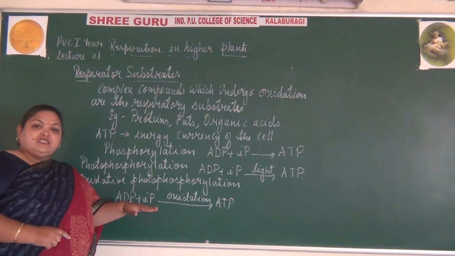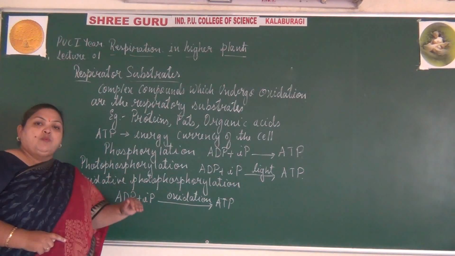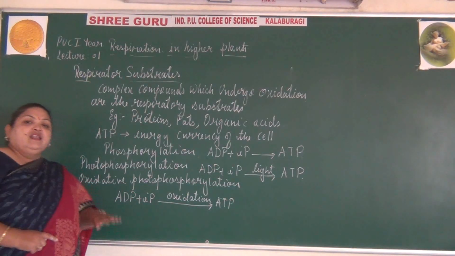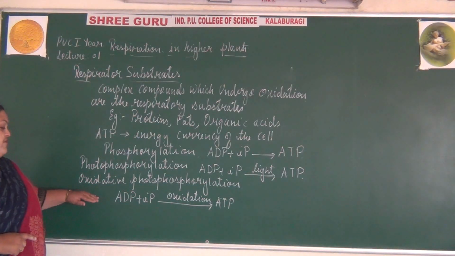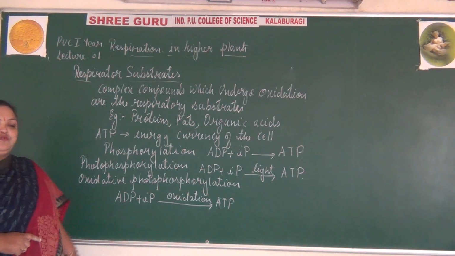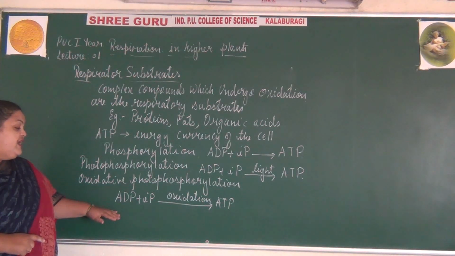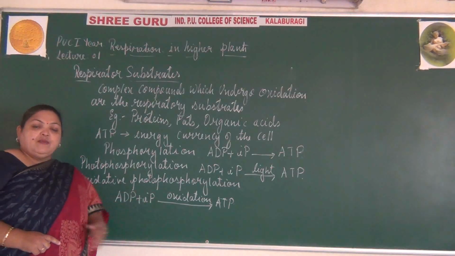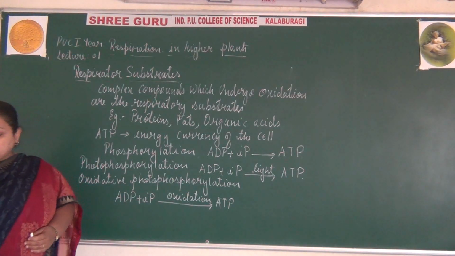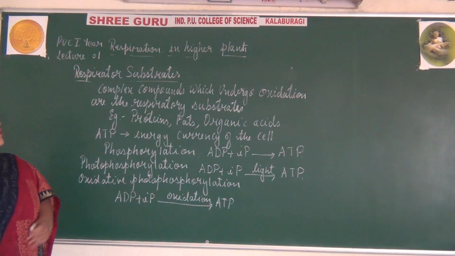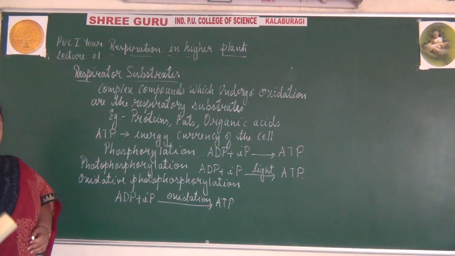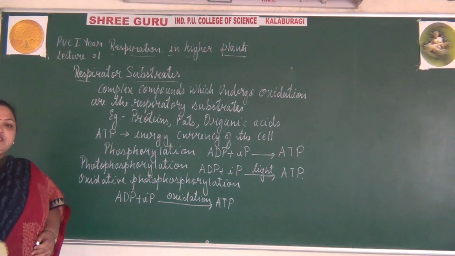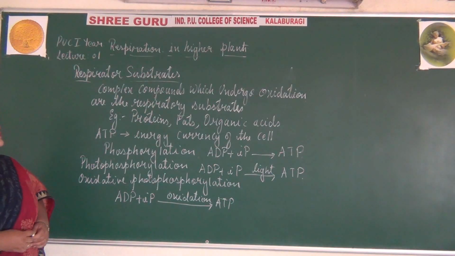So there is a phosphorylation process which is common to both photosynthesis and respiration. While in respiration, it is referred to as oxidative phosphorylation, where there is oxidation. It is synthesis of ATP that occurs by the process of oxidation. So, if you go with respiration, there are two types of respiration: aerobic respiration and anaerobic respiration.